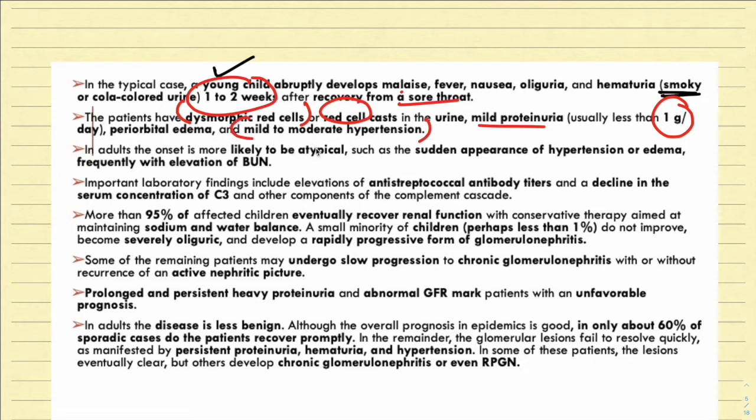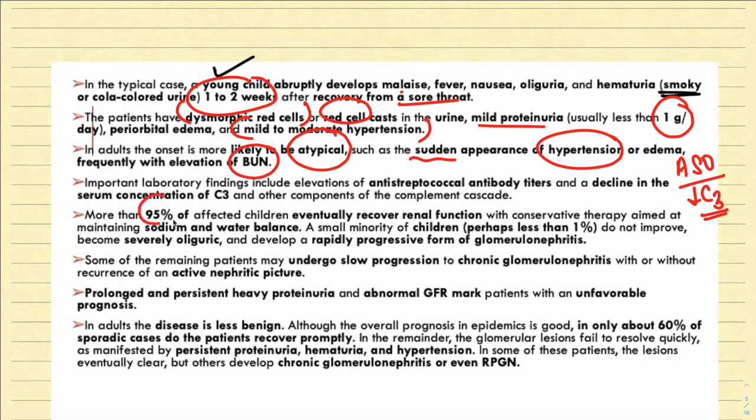Now, in adults, the disease is more atypical, such as sudden appearance of hypertension or edema. Frequently, they are associated with elevation of blood urea nitrogen. Now, laboratory findings, what did I tell you? There will be specific antibody against streptococci, so the ASO titer is raised, and there is a decreased amount of serum complement 3, because the complement is exhausted. So its levels decrease in the serum.